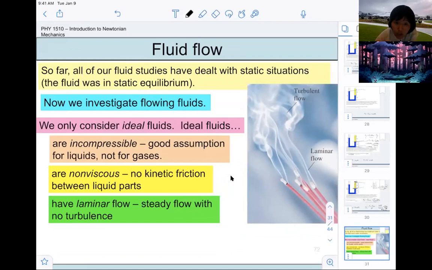Okay, so far, what we have been talking about is all these fluids sitting still. They're in a static situation. They're not moving.